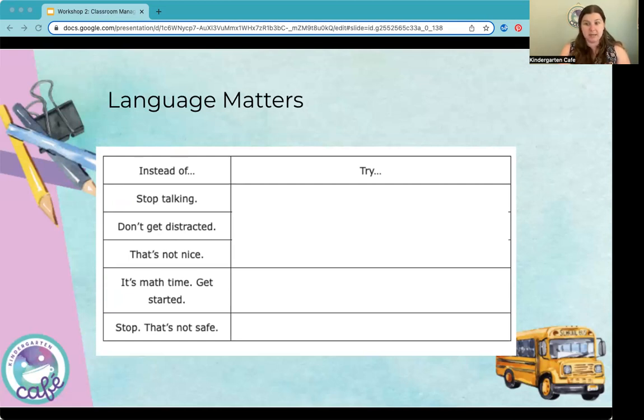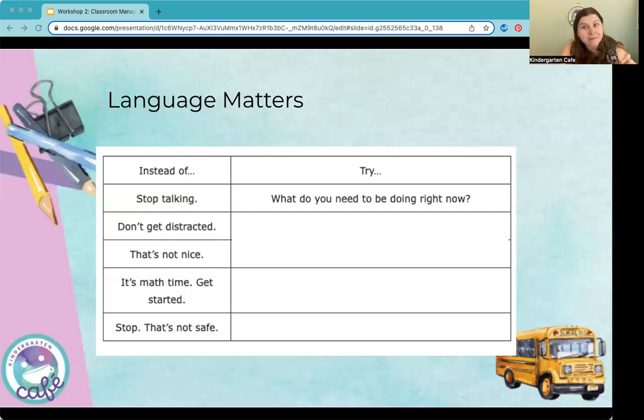So instead of just saying, stop talking, because again, we want to be in the positive. We don't want to just say what we don't want to see. We could say, what do you need to be doing right now? It's a question. It's not giving a direction. It's saying, I know you know. And so it's just a question. What do you need to be doing right now?